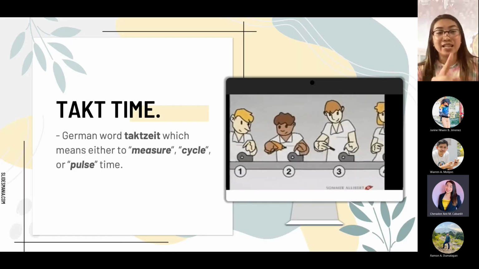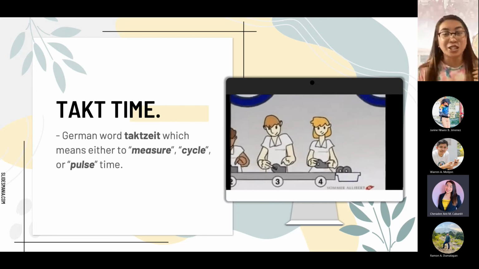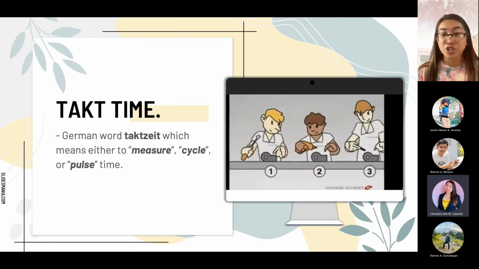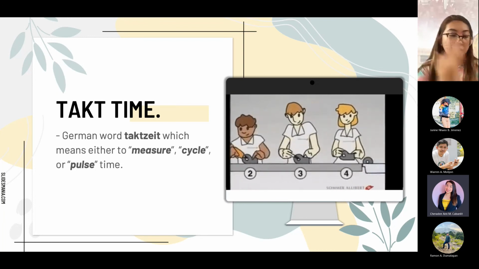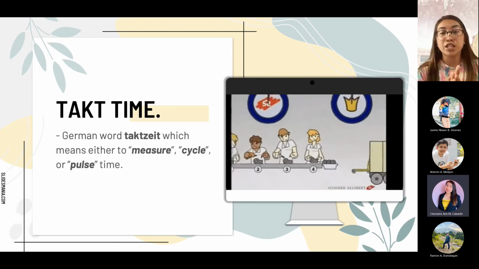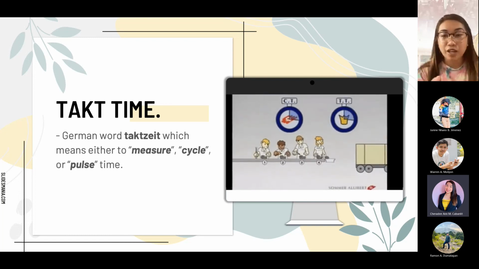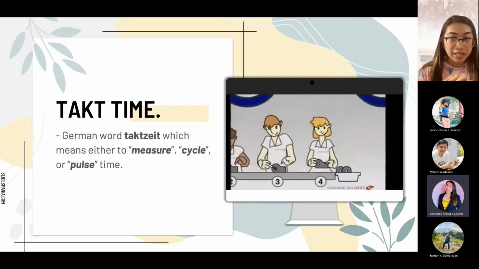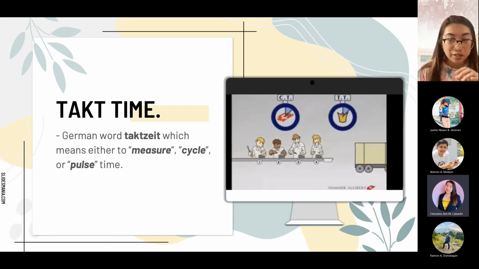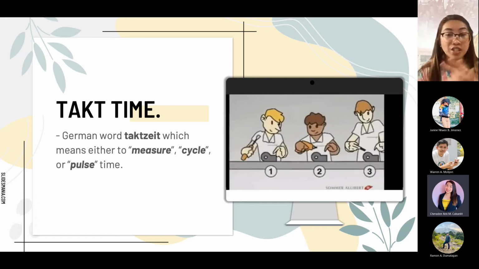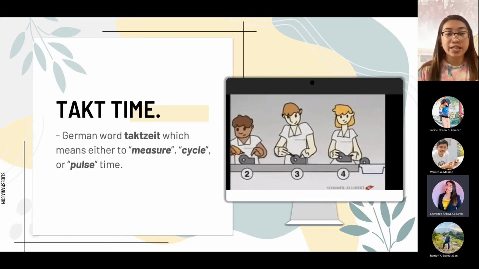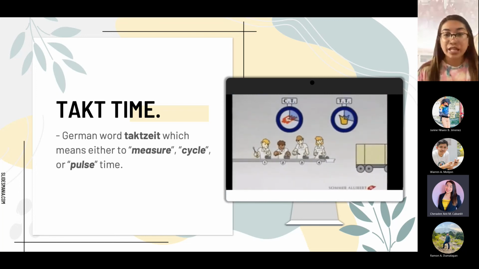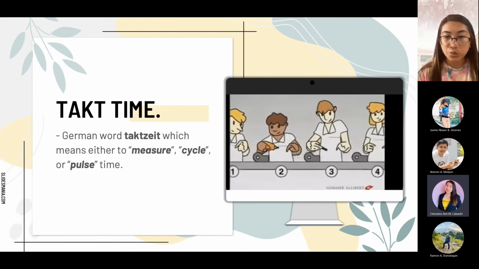So TAKT time, it's not heartbeat, it's pulse. It's a German word, TAKT, which means either to measure, cycle, or pulse time. So in a pulse, you are to be able to finish one product. So as you can see in that very cute GIF, that's the takt time. Like everything is in an assembly line. You have to really repeat the same process all the time. Instead of one person doing everything, the item moves from one person to the other. This is a concept by Henry Ford, the assembly line. So how many seconds is this?